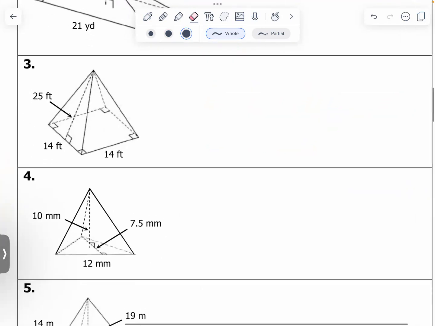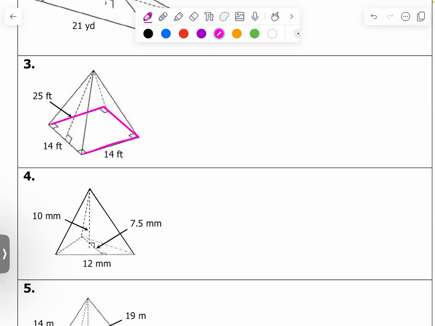All right, let's look at number 3. We have a pyramid. What is our base? This time it is a square. So we know the volume is 1/3 area of the base times the height, and we know that our base is a square. Why do we have to do Pythagorean theorem? Okay, so we do not know what the height of our pyramid is.